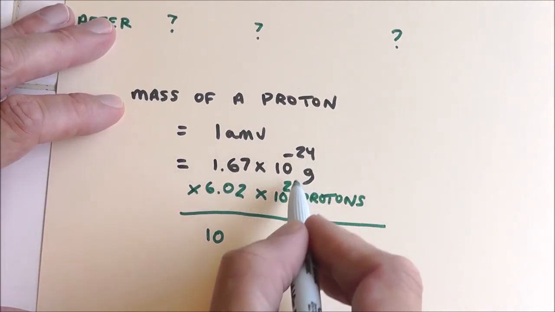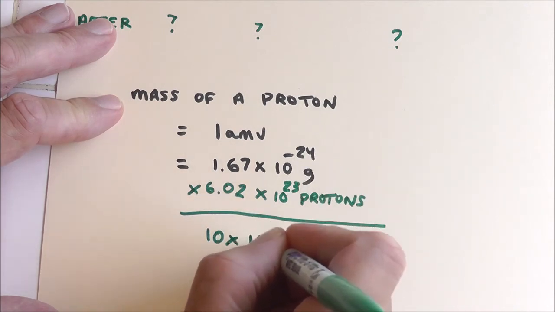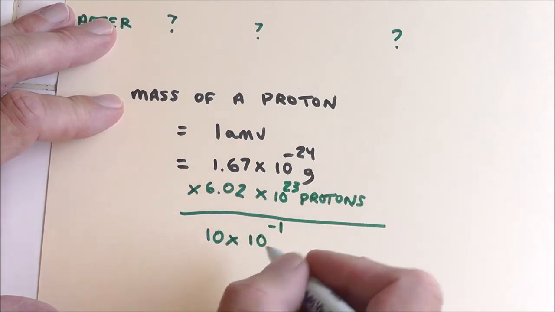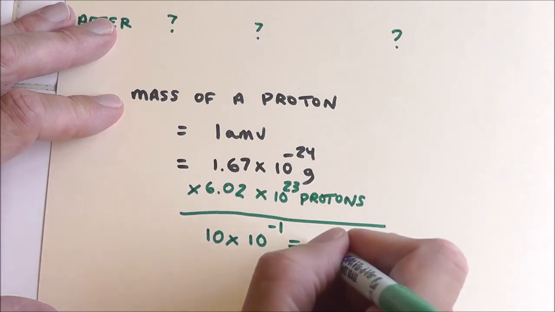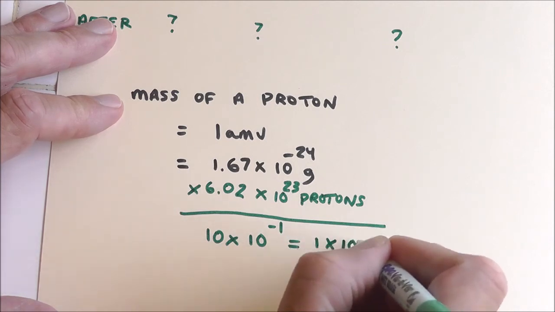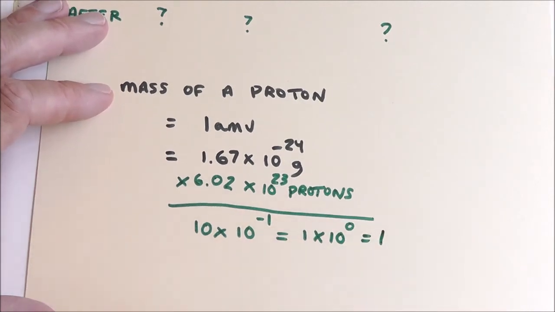If you multiply these two powers of 10, they add. This would be 10 times 10 to the minus 1. That is really the same thing if we go ahead and put that power of 10 on there. That is 1 times 10 to the 0, which is the same thing as saying 1.